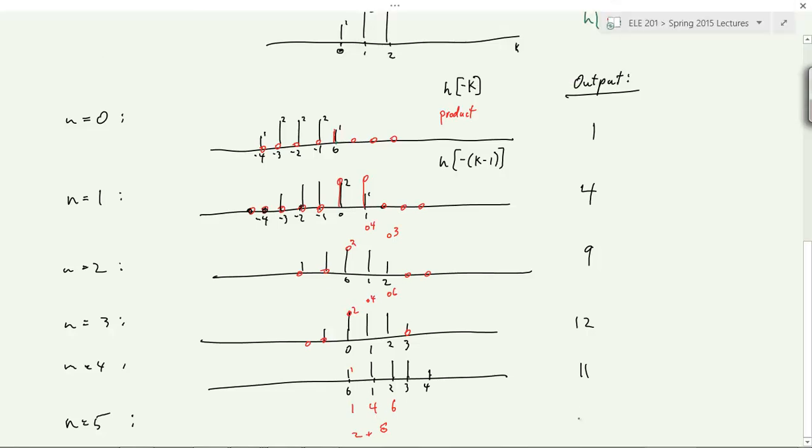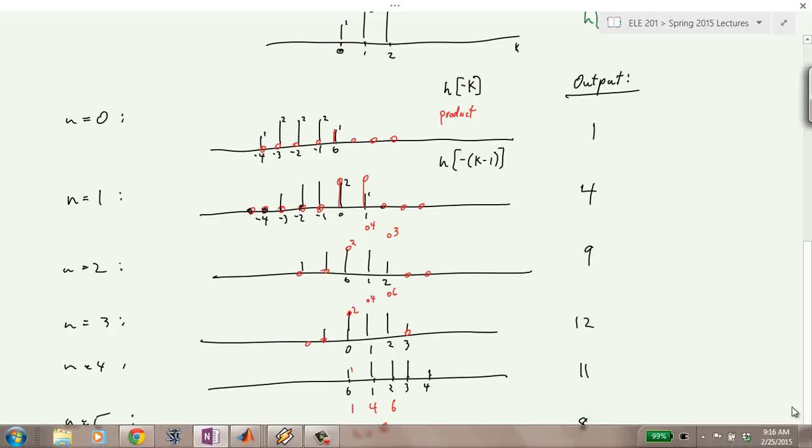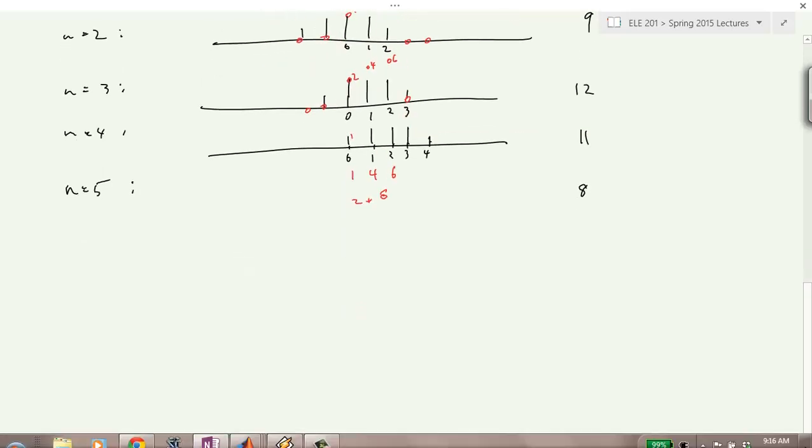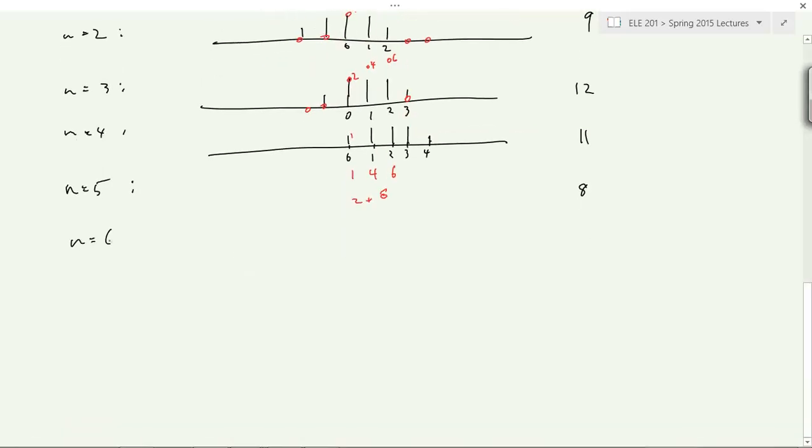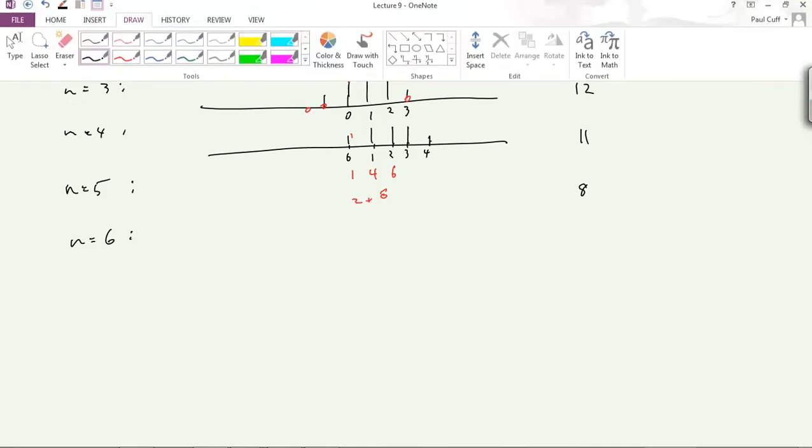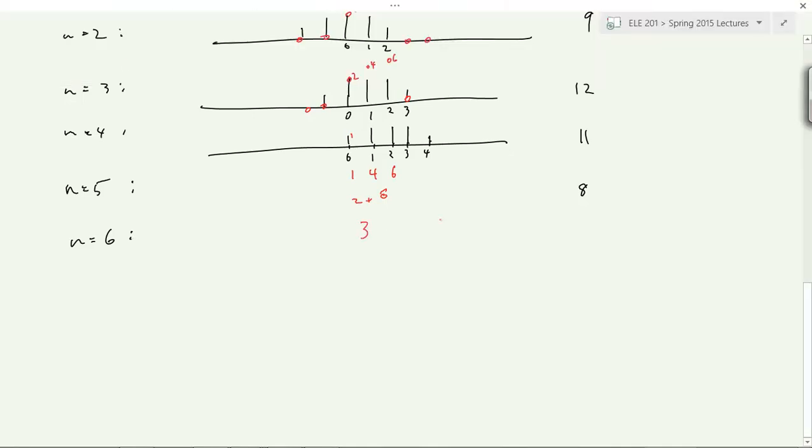So this output is going to be 8. And for n equals 6, we're going to get a 3, and that's all. The only overlap will be, I think you get the idea, even though I stopped drawing things. So it'll be 3, and then for n equals 7, let's actually draw this out.